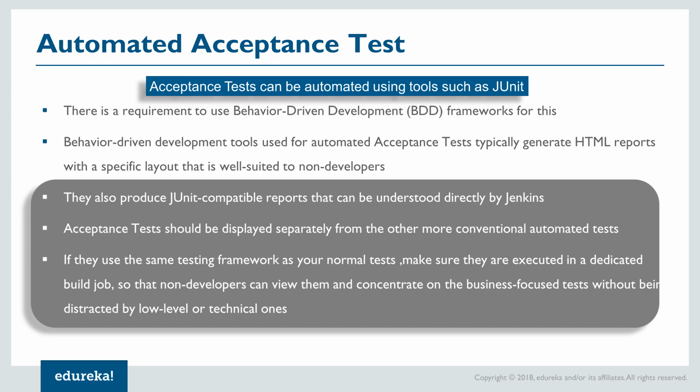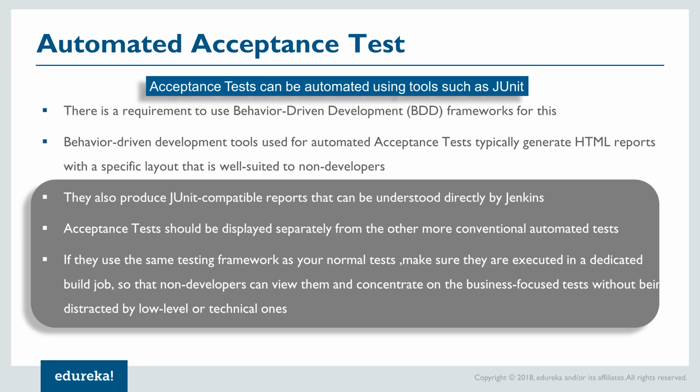So behavior-driven development tools used for automated acceptance tests typically generate HTML reports with a specific layout that is well suited to non-developers. They also produce JUnit compatible reports that can be understood directly by Jenkins. Acceptance tests should be displayed separately from the other more conventional automated tests. So as we have spoken already.